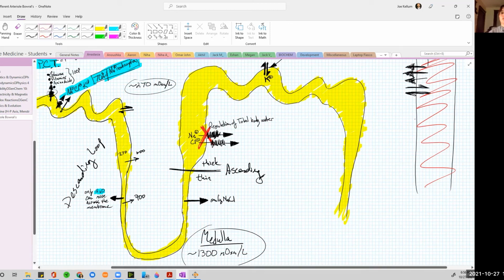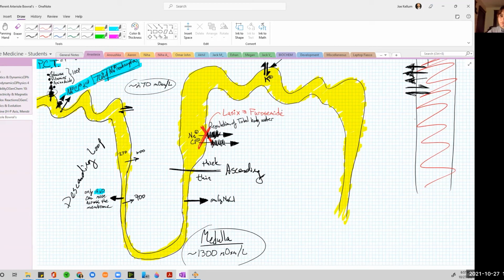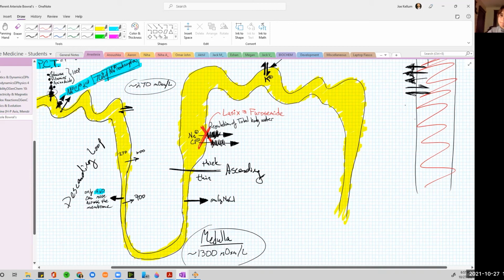And so this is the thick ascending limb. Oh yeah. So if you block the sodium reabsorption in the thick ascending loop of Henle with the drug called Lasix, which you may have heard of, or furosemide. I don't know how much time you've spent in the hospital, but those are the same thing. If you block that channel or those pumps with Lasix, then that sodium has to stay in the tubule, right? And so they end up peeing out the sodium.